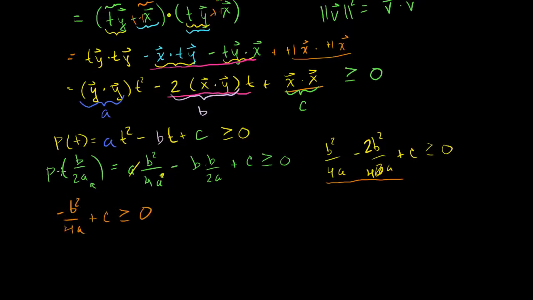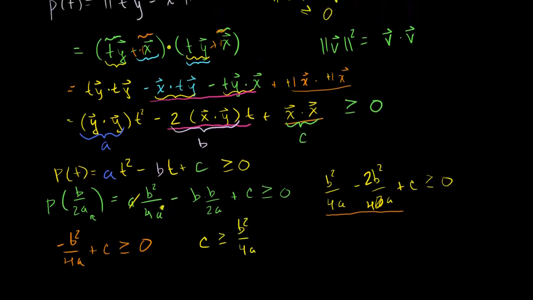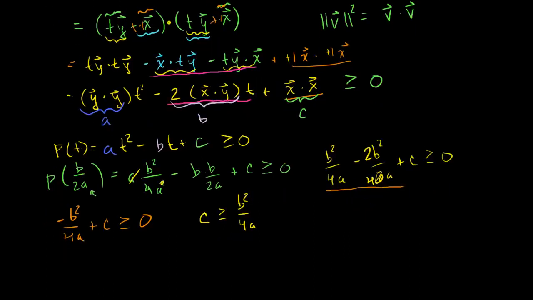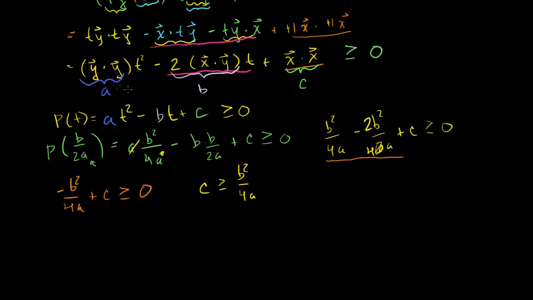Now, if we add this to both sides of the equation, we get c is greater than or equal to b squared over 4a, right? It was a negative on the left-hand side. If I add it to both sides, it's going to be a positive on the right-hand side. So we're approaching something that looks like an inequality. So let's back substitute our original substitutions to see what we have now. So where are my original substitutions that I made? It was right here.